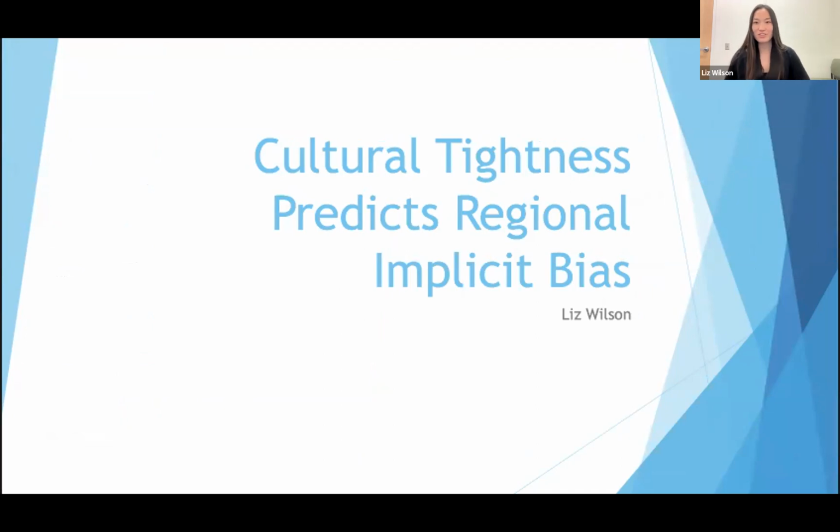Hi, everybody. My name is Liz Wilson. I am a student at UCR, and I've recently tried my hand at spatial research and psychology. So I'm really pleased to talk to you about cultural tightness and how it predicts regional implicit bias.